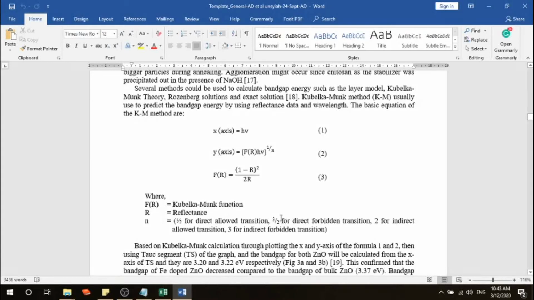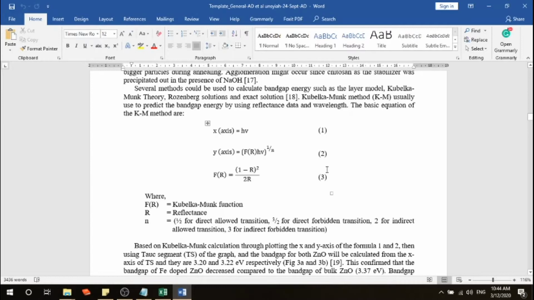Okay, this time I will talk to you about how to plot the Kubelka-Munk equation, which is important in semiconductor properties because it is used to determine the bandgap of the semiconductor. In this case we have three different formulas.